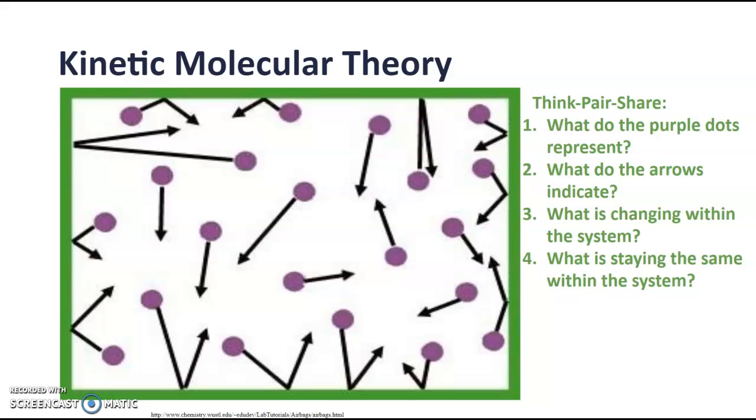So if you take a peek at this box, this is a bunch of gas molecules represented by purple dots. The green represents the line or the walls of the container. And the arrows show the directionality of the gas molecules. So within the system, we can see a lot is changing. The positions of the gas molecules and the direction that they're moving is constantly changing. But the number of gas molecules is staying the same.